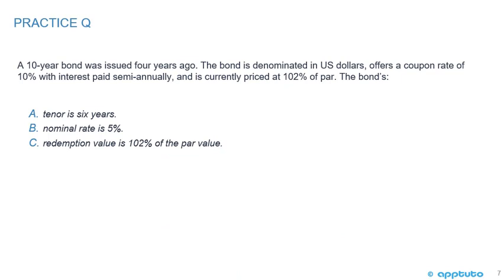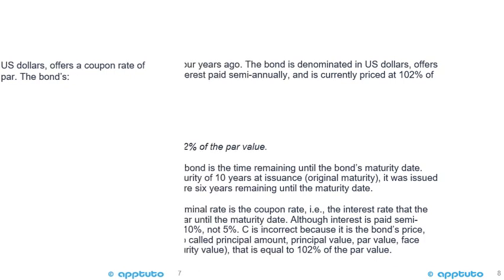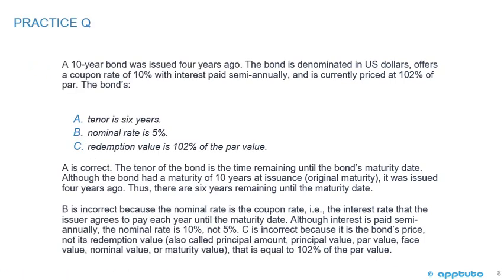So let's do a quick practice question to check our understanding. A 10-year bond was issued 4 years ago. The bond is denominated in US dollars, offers a coupon rate of 10% with interest paid semi-annually, and is currently priced at 102% of par. The bond's: A, tenor is 6 years; B, nominal rate is 5%; or C, redemption value is 102% of the par value. That was a nice practice question to get the brain working.